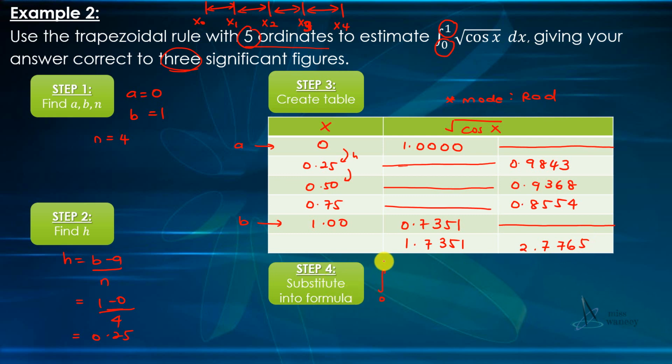Okay, so now we're going to substitute into the formula. So integrating from 0 to 1 the square root of cos x dx, that is equal to h, which is 0.25 over 2. And then of course, simply take the first and the last one. So 1.7351 plus 2 multiplied by the remaining ordinates, 2.7765. And don't forget, you have to leave your answer in 3 significant figures. Therefore, the answer is 0.911.